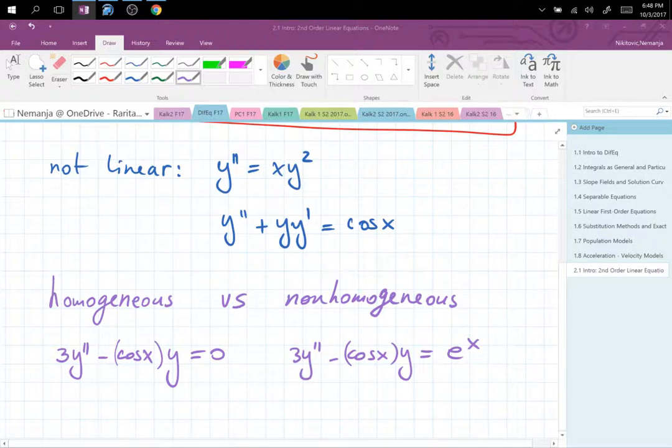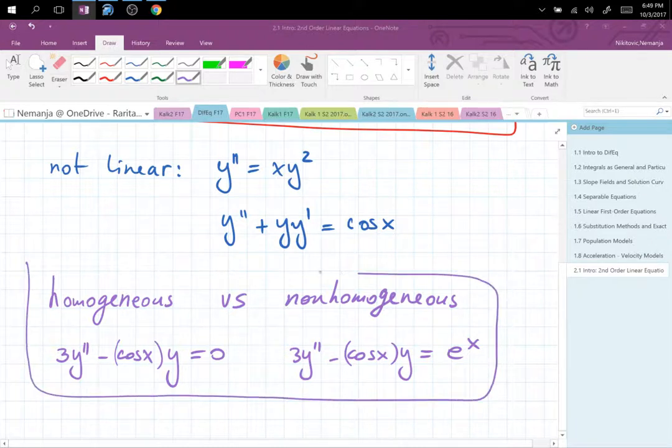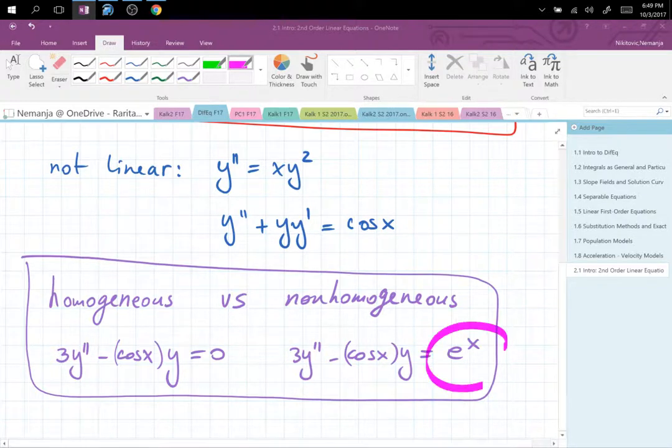You must learn this classification. If you have a forcing term, non-homogeneous. If it's 0, it's homogeneous. Bueno?